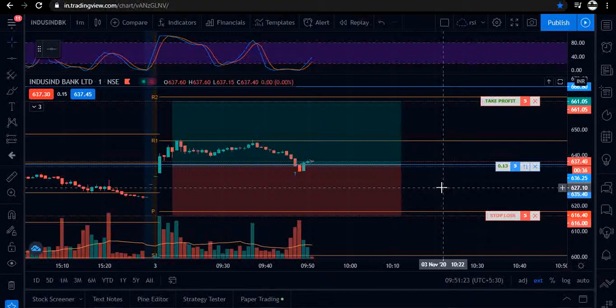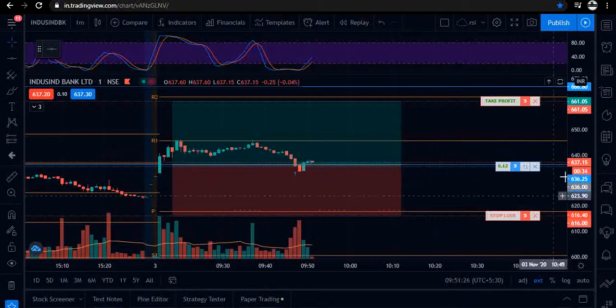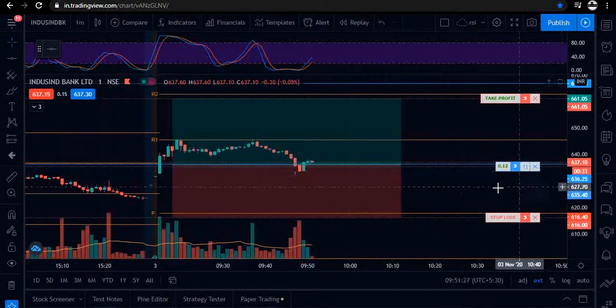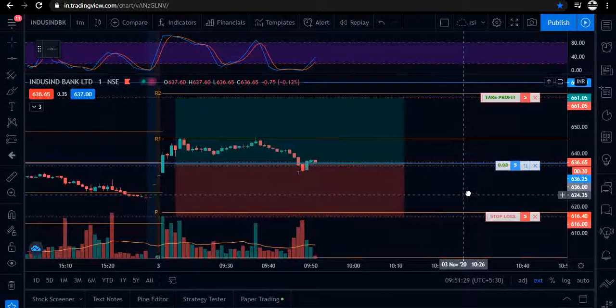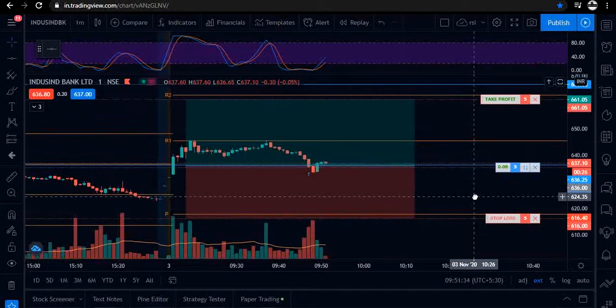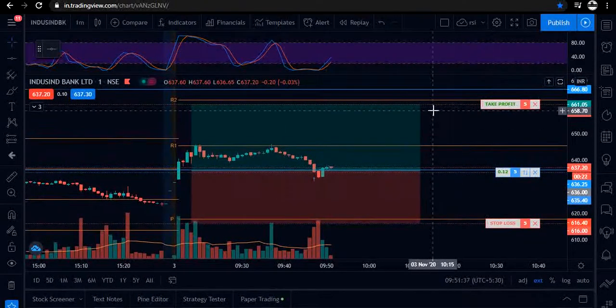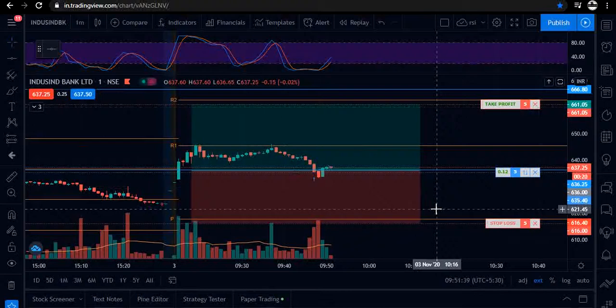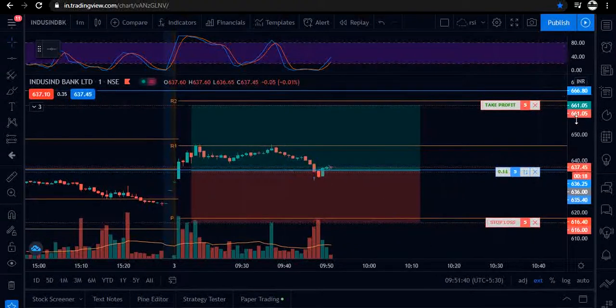So traders, we have taken our entry in IndusInd Bank in the equity segment and we have gone for the buy side with 5 quantities, and you can see this is our target and here is our stop loss.